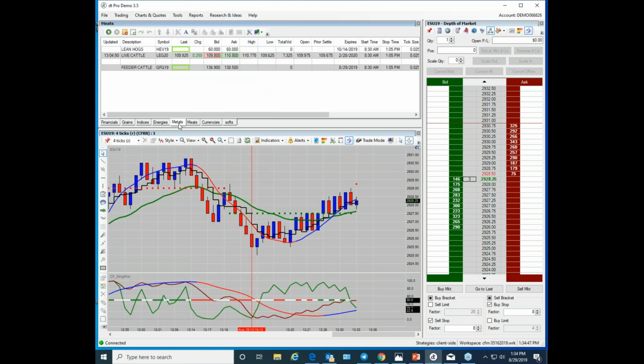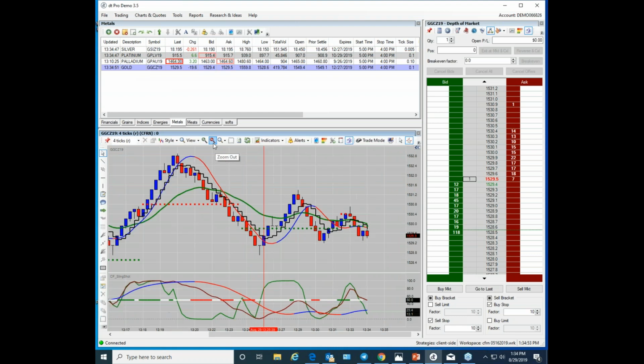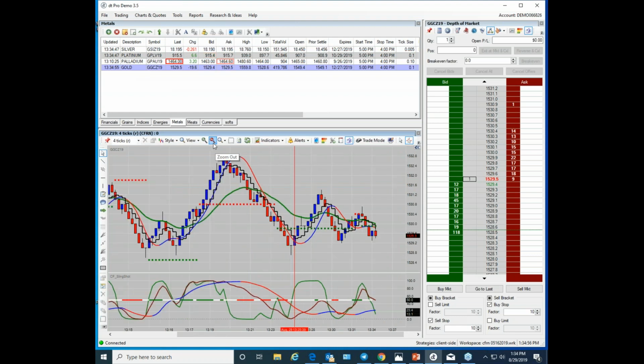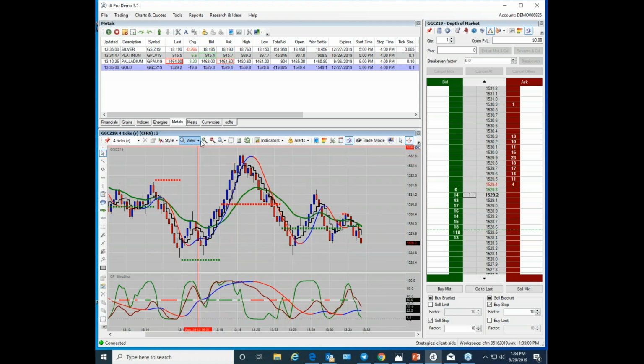Okay? Let's switch guns. Let's go to gold. Gold's been on the move. We're trading December gold. Okay? Notice the first thing that I do: zoom out, zoom out, zoom out. Okay? Right now, here's what I see.